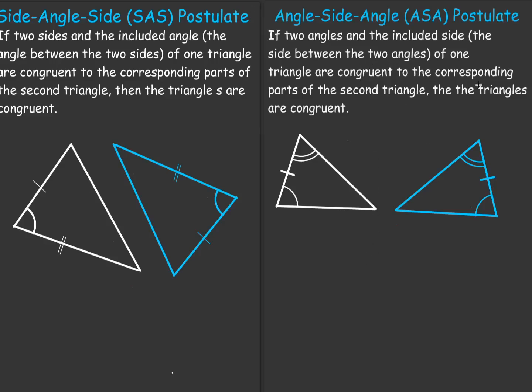congruent to the corresponding part. So this side here corresponds to this side over here, you see, and then this angle here is actually corresponding to this angle over here, and also this angle here corresponds to what? This angle over here. So what this postulate is saying is if the corresponding angles and the included sides are congruent, then it simply means the 2 triangles are what? Congruent. As simple as that.